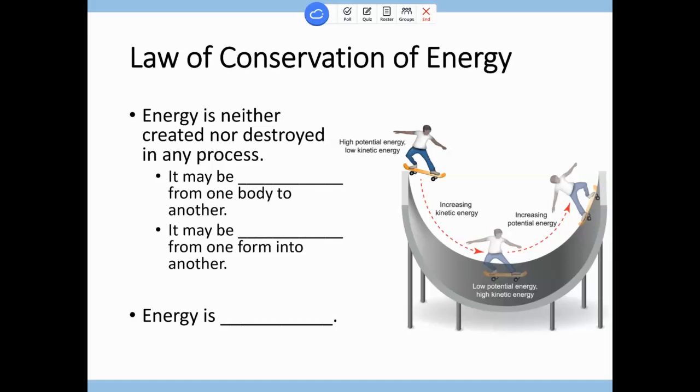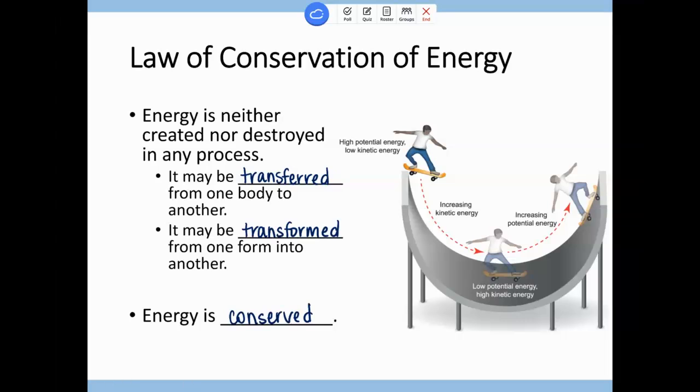So energy is never created or destroyed in any process, but it can be transferred from one object to another, or it can be transformed from one form of energy into another. So energy is conserved. In an earlier chapter, we talked about the law of conservation of mass. So same idea, matter cannot be created or destroyed. Energy cannot be created or destroyed.